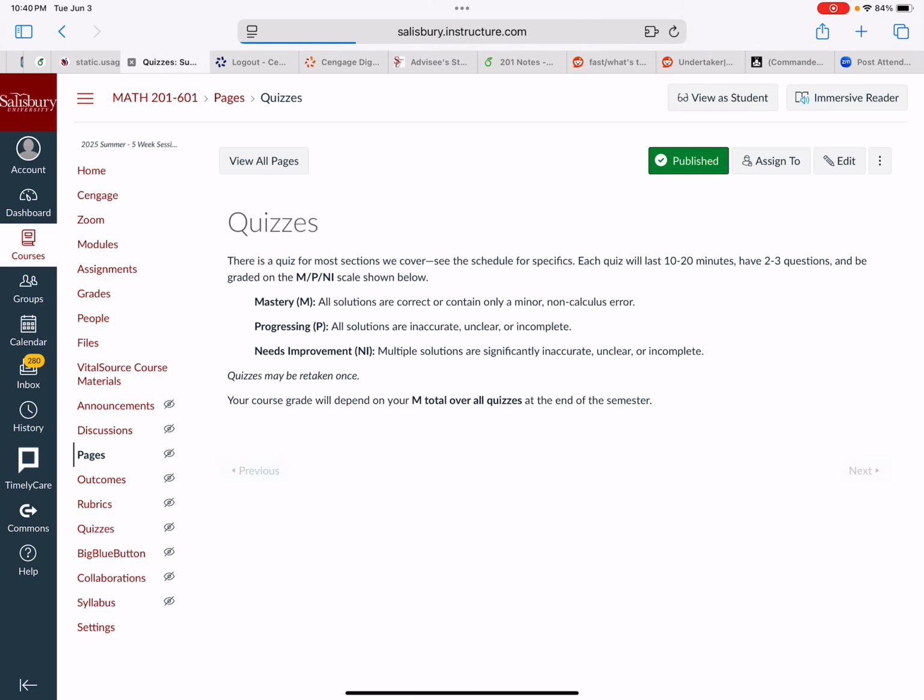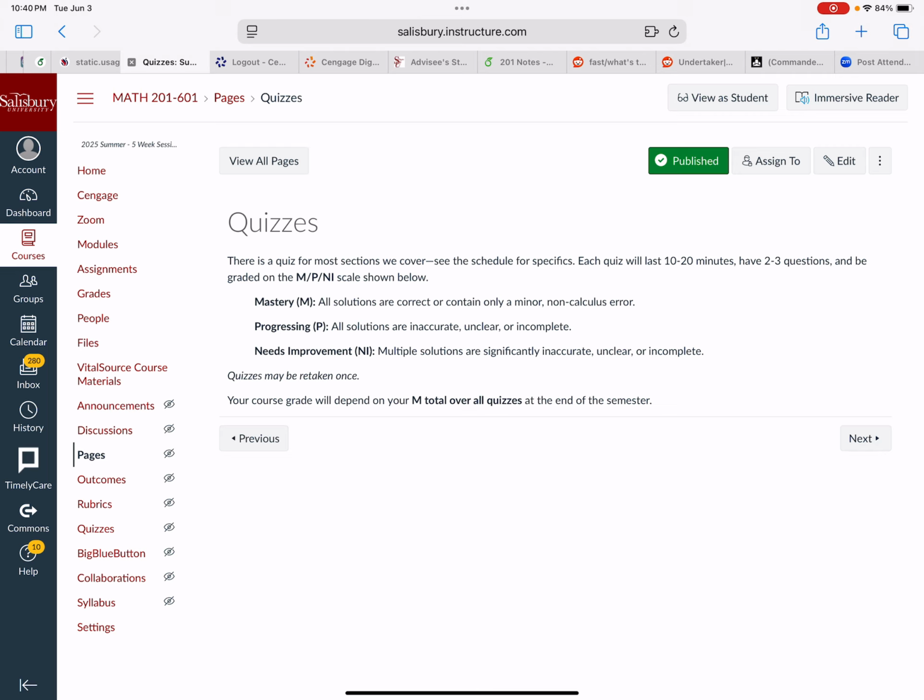There's a quiz basically every day with maybe 1 or 2 exceptions, and if we don't have an exam. Quizzes are graded on a Mastery, Progressing, Needs Improvement scale. Nothing is out of 10. Mastery means you got every question on the quiz correct. Progressing means you got something wrong. Needs improvement means you probably got multiple questions wrong.